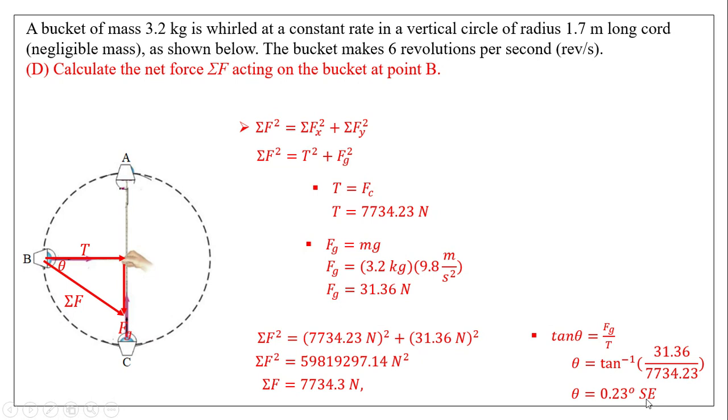And here I said southeast because this net force vector here, once again, is pointing right, which is east, and then it goes down, which is south, so southeast. And so to provide the proper answer, I would say the net force is 7,734.3 newtons, and its angle is 0.23 degrees southeast. And that is my final answer.